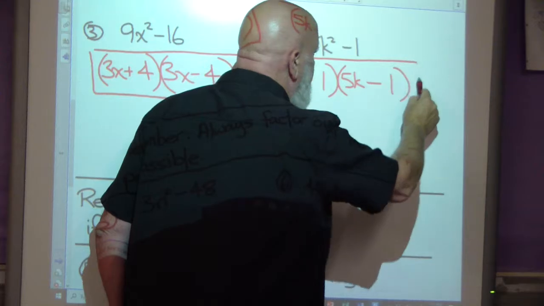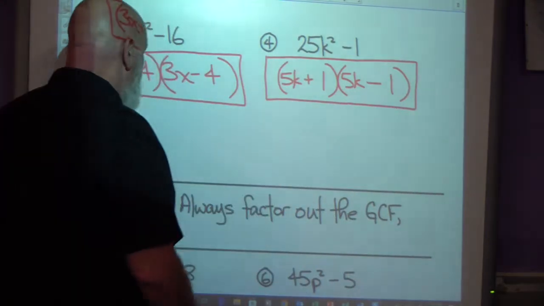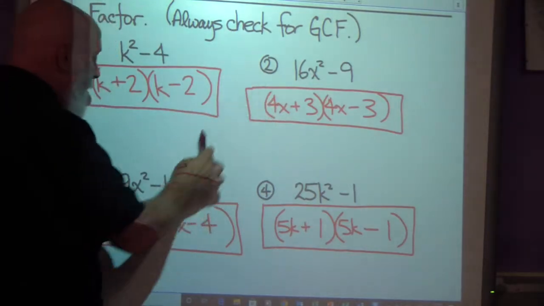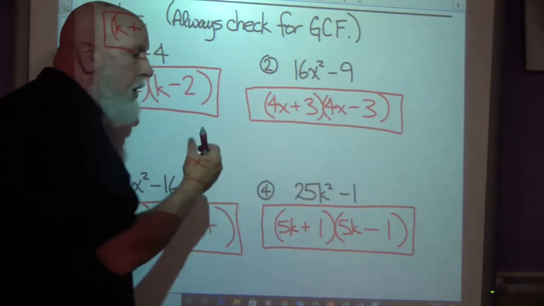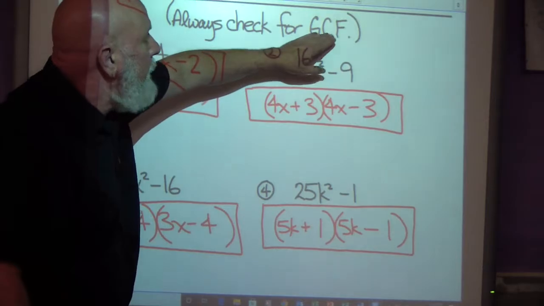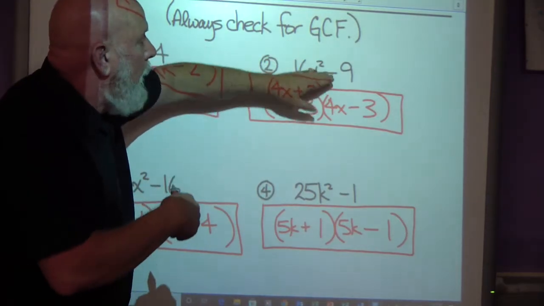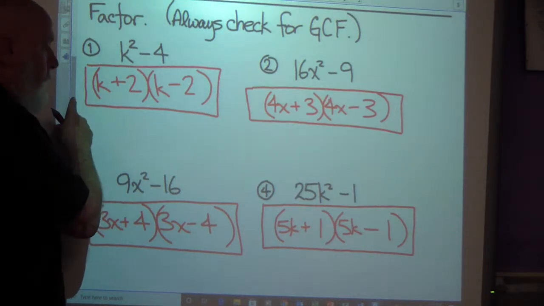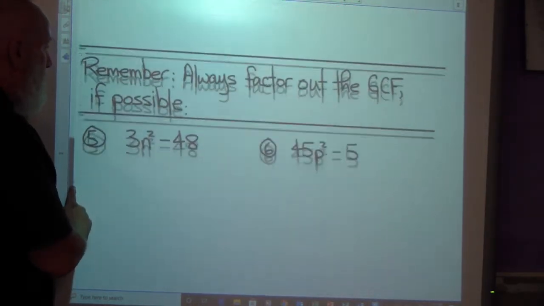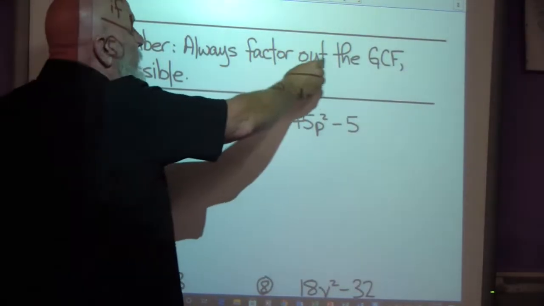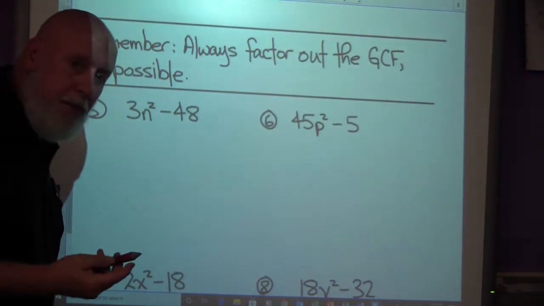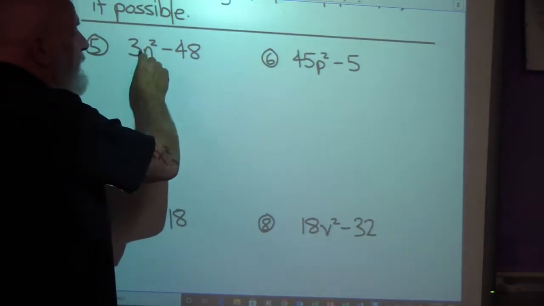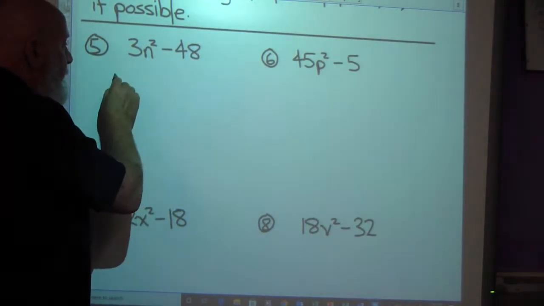I factored it. Okay. So here are 4 examples of factoring a difference of squares that don't have a common factor to factor out first. I looked, and every time I didn't see a common factor, so I didn't bother with it. However, on these next ones, remember, we always factor out the greatest common factor if we can find one, if we can see it. Okay, and I look up here and say, well, these are both divisible by 3. So I'm going to factor out a 3.